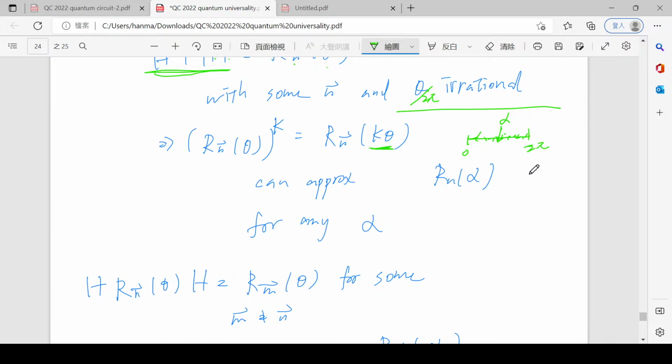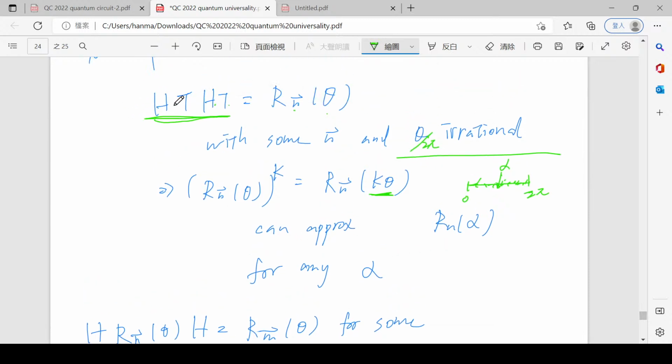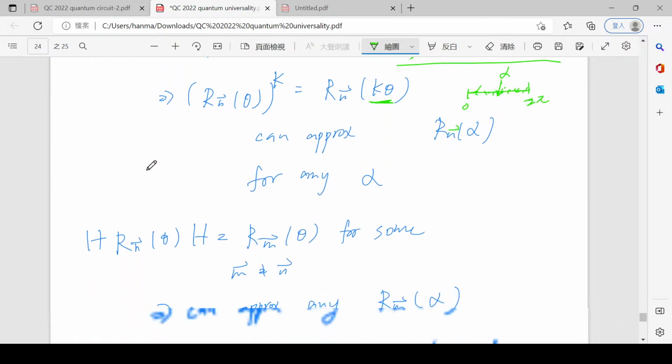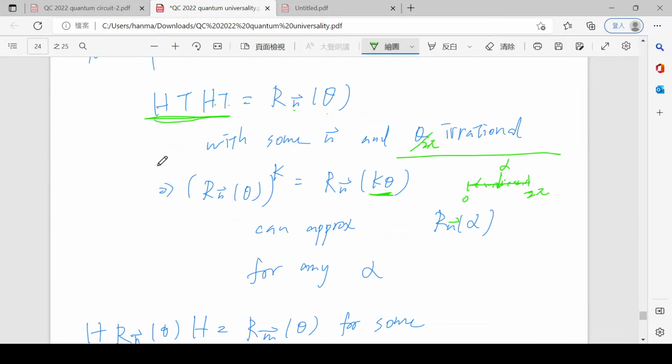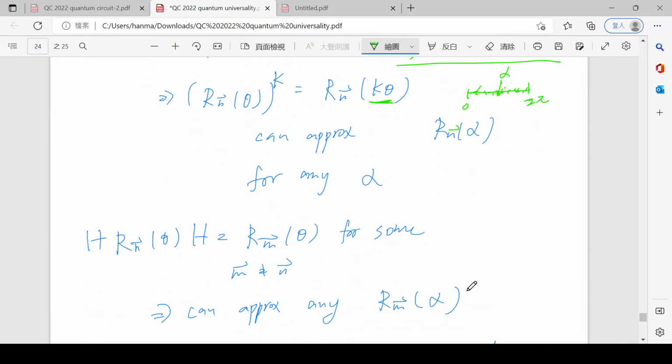Okay. Hopefully people still remember this calculus about irrational numbers. So we just repeat this many times, and you can get an approximation to any rotation along this n direction, because theta is irrational. Okay, and then we get a rotation on another axis by sandwiching this R_n(theta) with gamma.